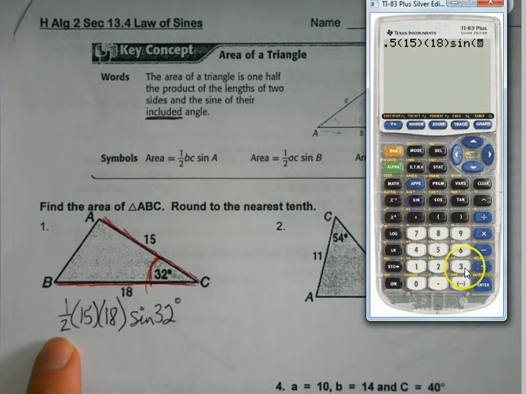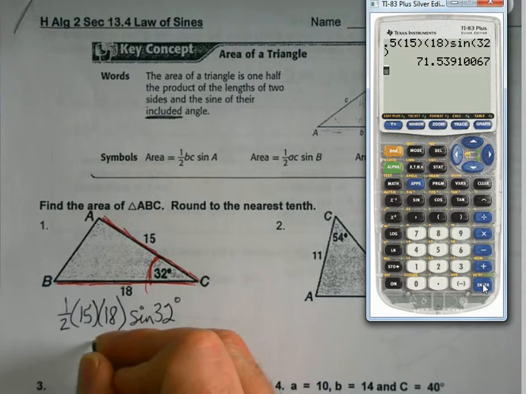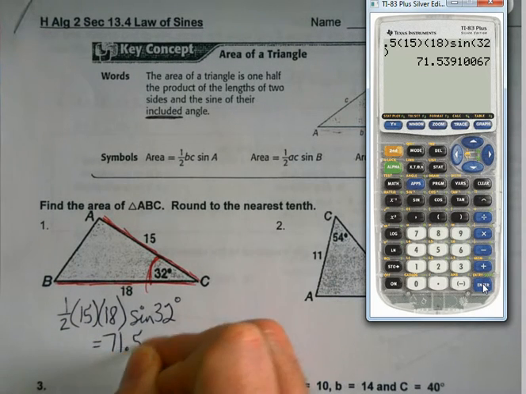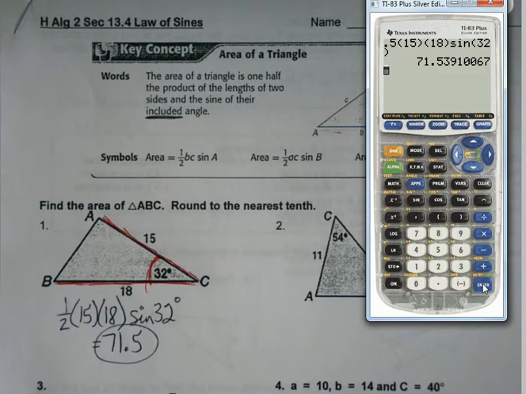And here's where we'll find out if some of you are still in radian mode. You should be getting about 71.5 as your area. If you're getting some other strange number, check the mode again, because you're probably in radians unless you pressed a number in incorrectly somewhere.